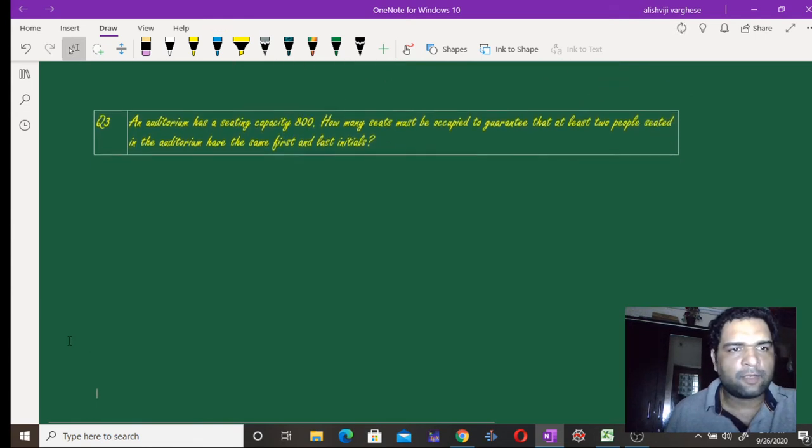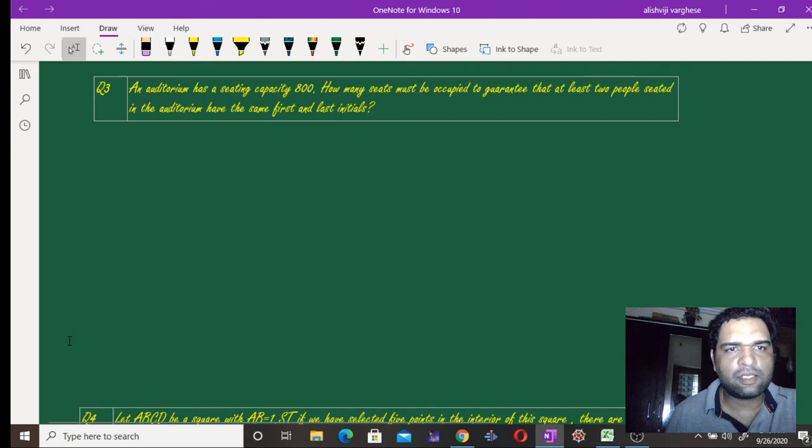There is another one. An auditorium has a seating capacity of 800. How many seats must be occupied to guarantee that at least 2 people seated in the auditorium have the same first and last initials? So for the first initial, we are considering here the letters from the English alphabet.